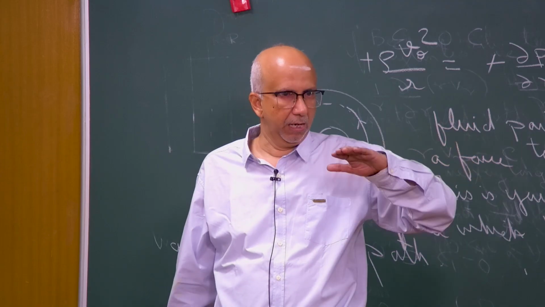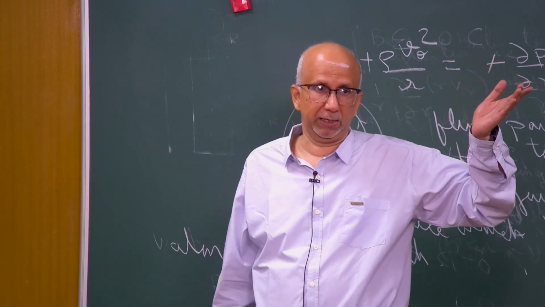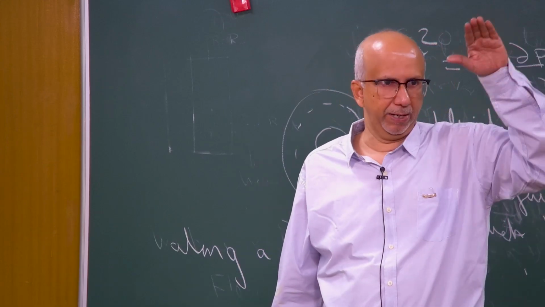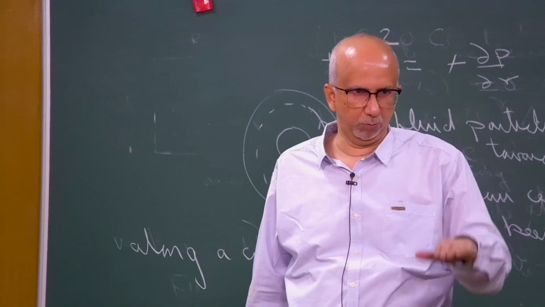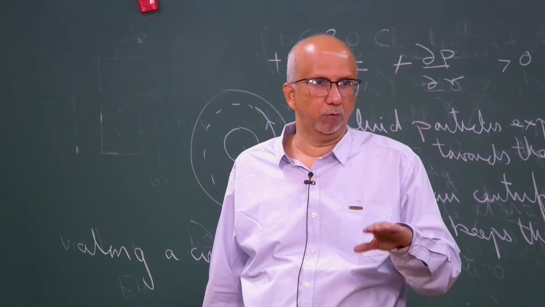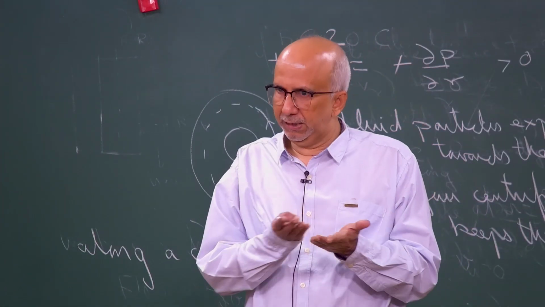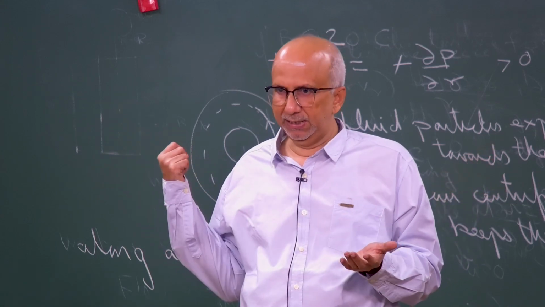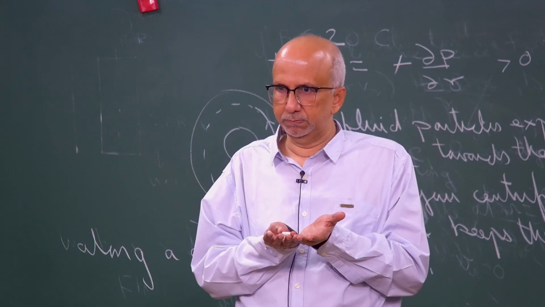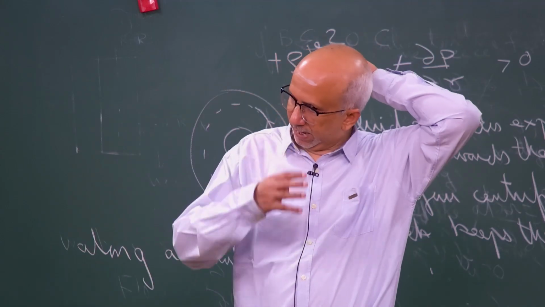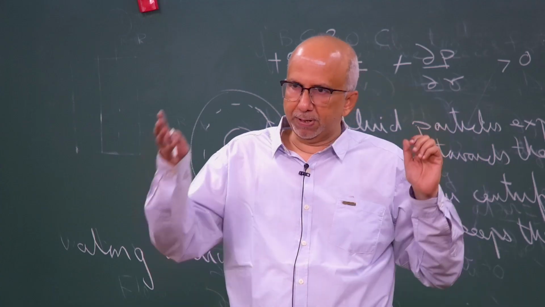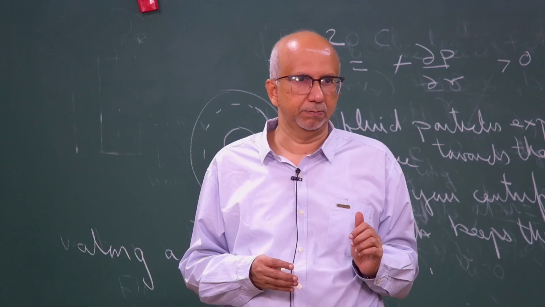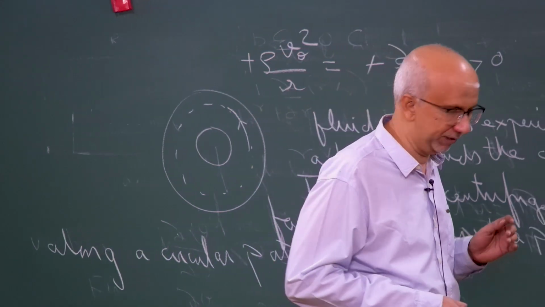So, the point is, in the rectangular Cartesian coordinates where my interface was flat, dp by dr or dp by dy, whatever the coordinate is, was 0 because the interface was straight, there was no curvature. dp by dr is coming only because of the curvature, and that is what keeps the particles moving in a circular path. So, I think you need to think about these things.